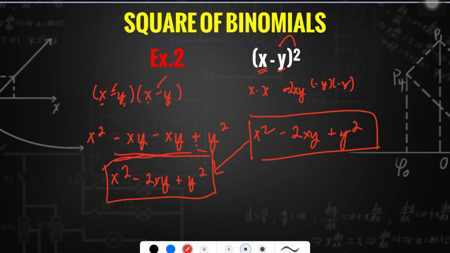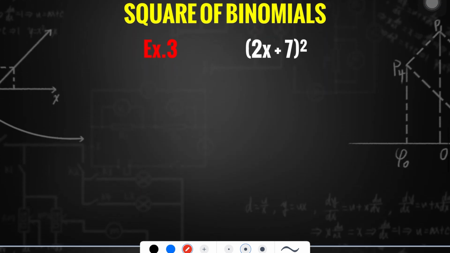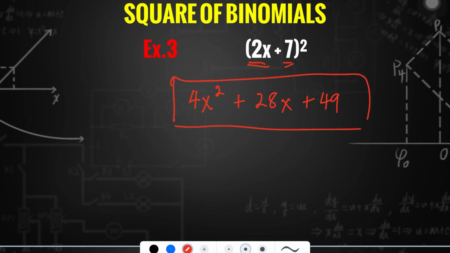Right, let's try and do it mentally using example number 3. So example number 3, you have quantity 2x plus 7 squared. So first, square the first term. So 2x times 2x, that's 4x squared. And then multiply the first and the second term, that's 14x times 2, you have 28x. And then square the last term, 7 times 7, that's 49. This is your final answer. So you've got your final answer even without doing the FOIL method. So that's trying to do it mentally.